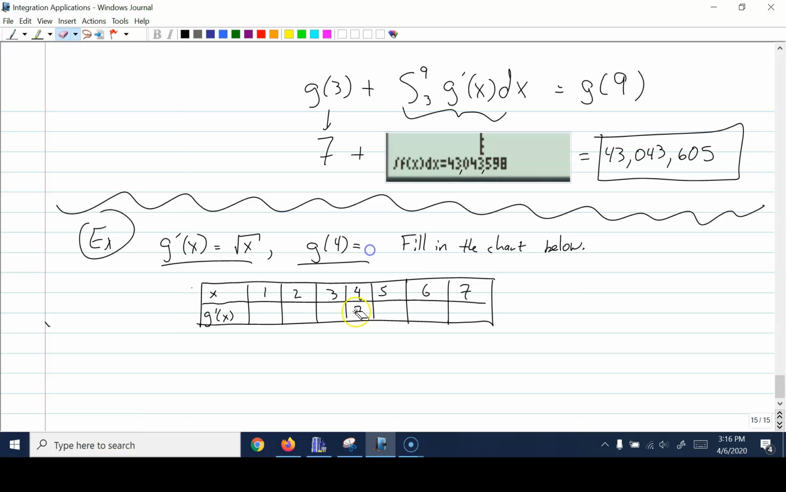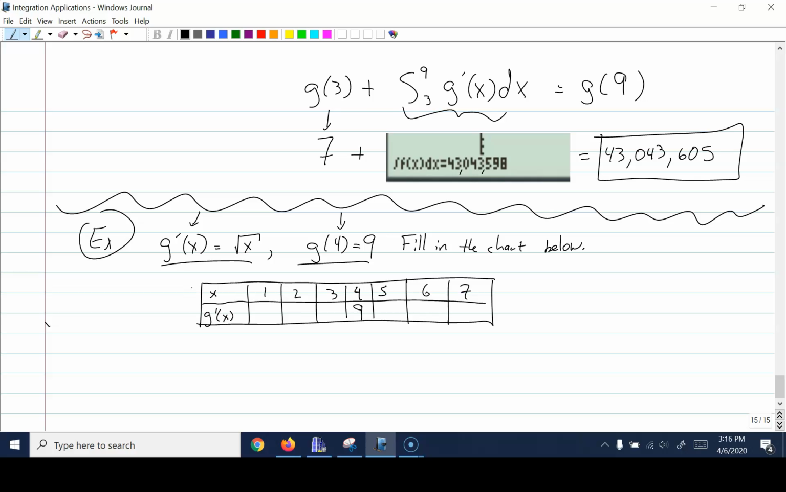Actually, let me change the problem because I don't want that to be confusing. Suppose I know g of 4 is 9. The square root of 4 is 2, but g is not the square root. That's the derivative of g. So this is talking about one function, this is talking about a different function. They are related, one is the derivative of the other.